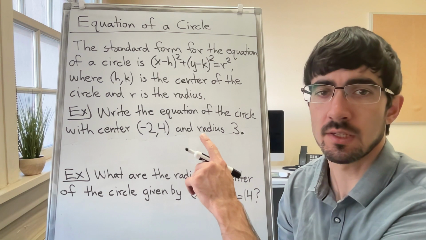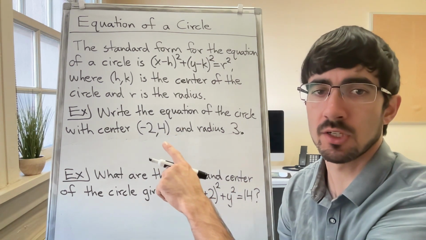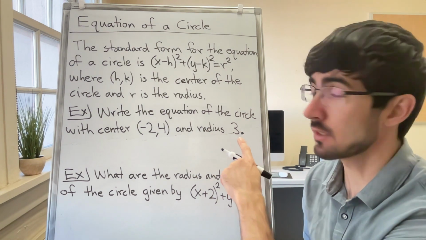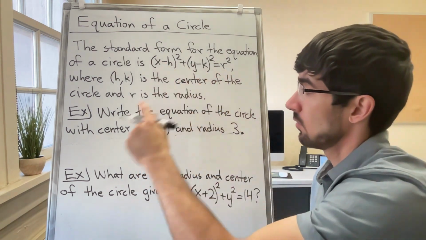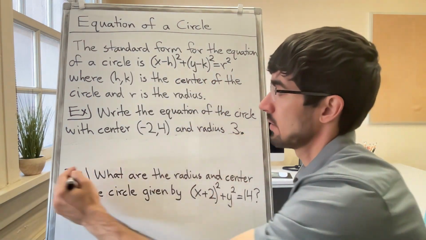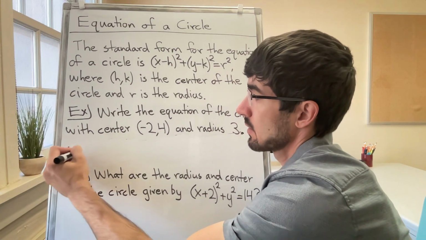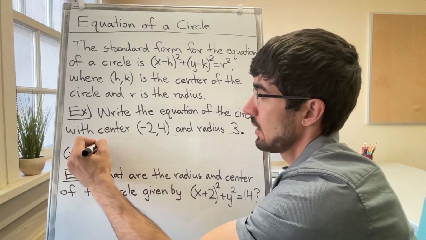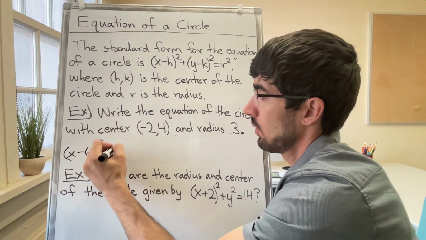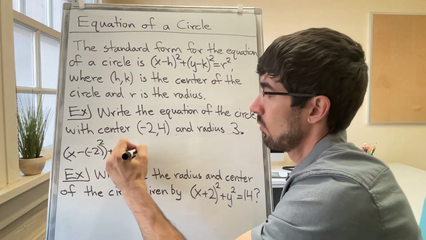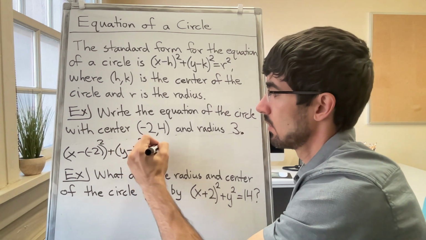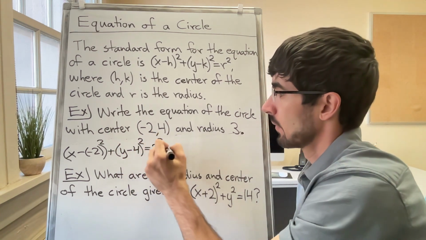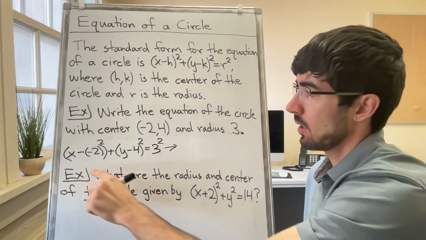Let's practice with this equation first by writing the equation of the circle with center (-2, 4) and radius 3. So let me fill that in to the standard form. Here's the center, here's the radius. It looks like this: x minus h is -2, so (x - (-2))² + (y - 4)² = r². The radius is 3. Let's simplify this as much as possible.